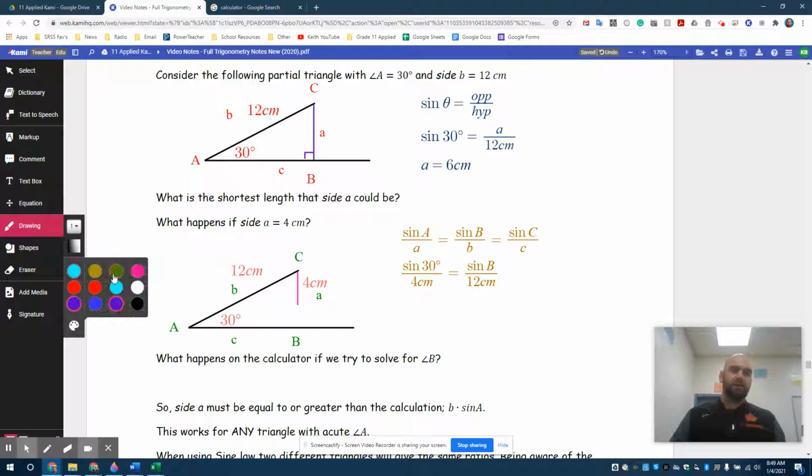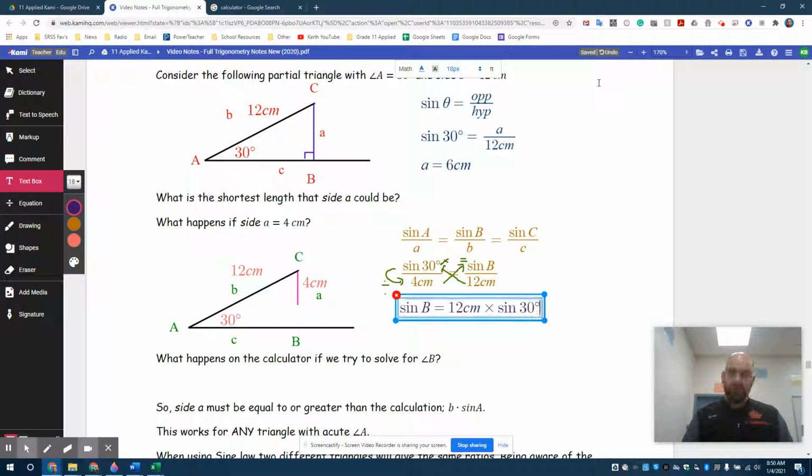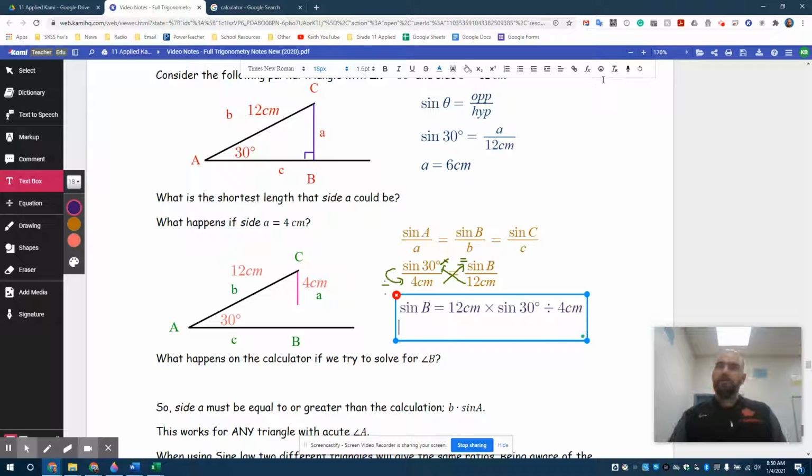What we're going to do is cross multiply and divide. We're going to multiply across. Again, this should become kind of commonplace, and we should get an understanding of what we're doing here. We're trying to find angle B. So to solve for angle B, we know that sine B is equal to 12 centimeters times sine of 30 degrees, and then we divide by 4 centimeters. And so when we do that, we're going to find angle B.